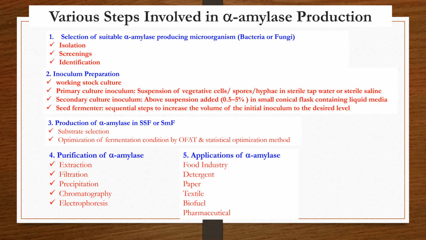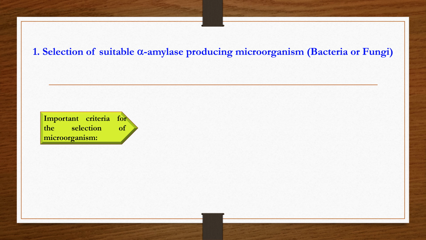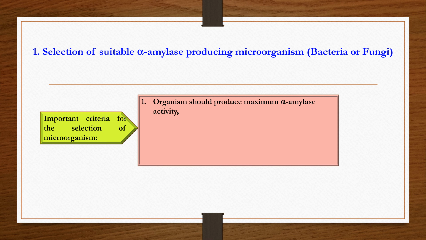In this video, I am going to discuss mainly selection of suitable alpha-amylase producing microorganism, inoculum preparation and production of alpha-amylase in SSF and submerged fermentation process. Few important criteria for the selection of microorganism are: microorganisms should produce maximum alpha-amylase activity within short incubation period. Microorganisms should grow on cheap substrate.